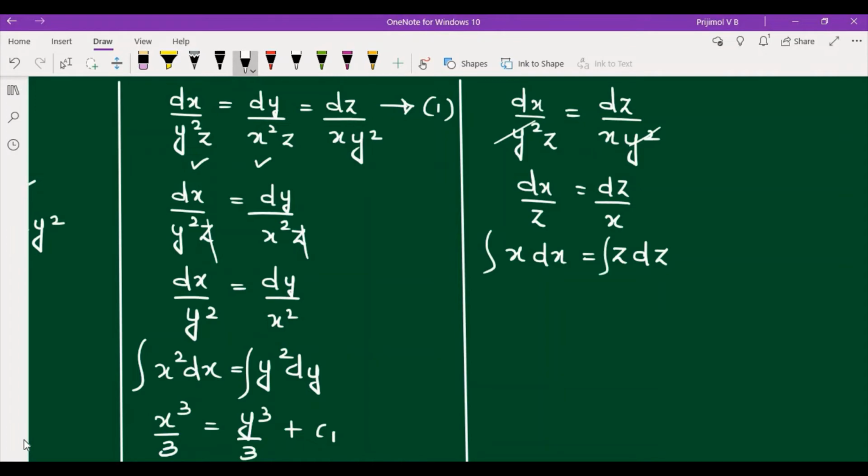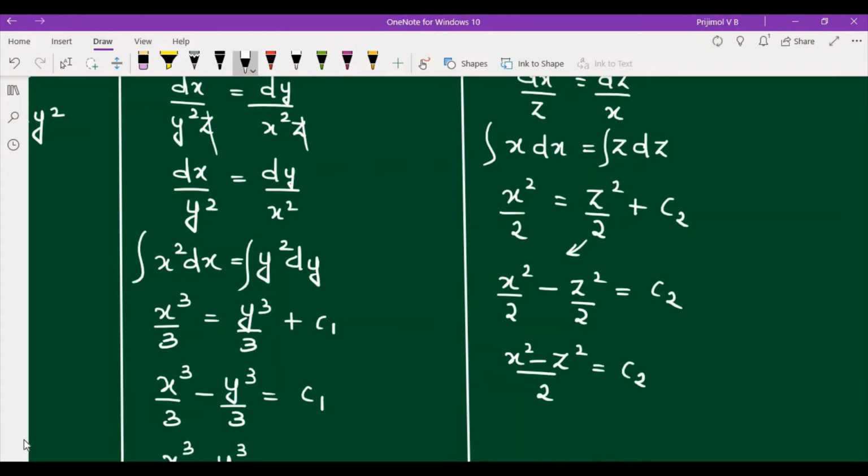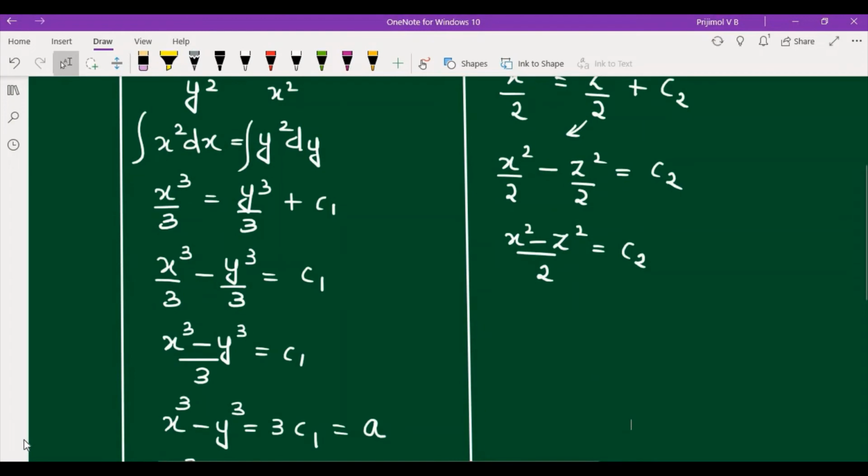Now you can integrate this. So you get x square by 2 equals z square by 2. You can add a constant, say c2. I am leaving this constant on the right hand side. So I bring this z square by 2 to the left hand side. So x square by 2 minus z square by 2 equal to c2. 2 is common in the denominator. So I write x square minus z square by 2 equal to c2. Since 2 is a constant, I can simplify this further. So I can write it as x square minus z square equal to 2c2.